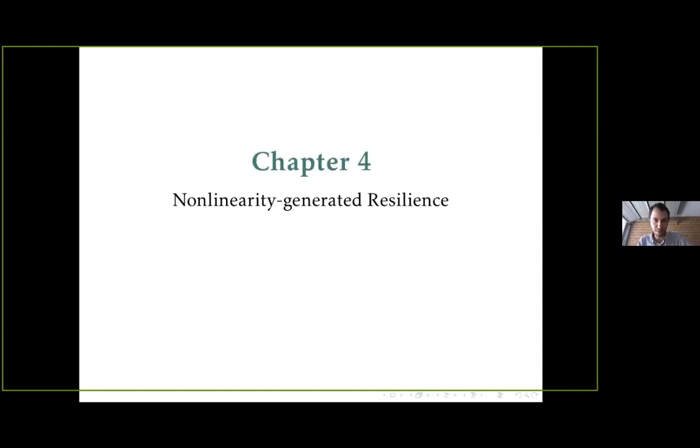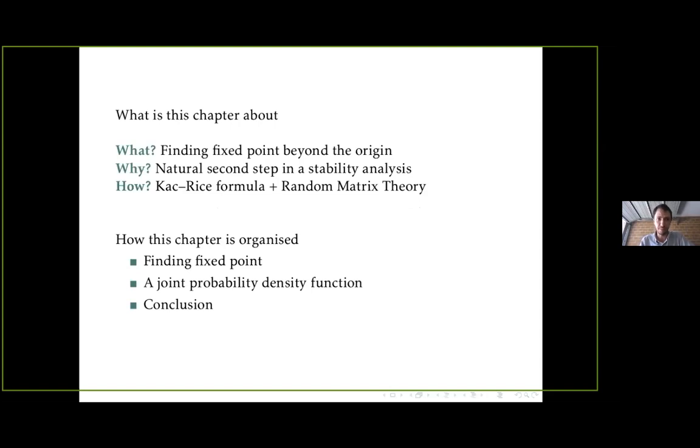We get to the main point here, and that is nonlinearity-generated resilience. In this section, we have this system where there is a fixed point at the origin, but it's natural to ask, given these nonlinear generalizations, which are quite a large class of models, is there any other fixed point and where are they located? That is the question we want to ask in this chapter. Why do we want to ask that? Because it's a very natural next step in analyzing these systems.